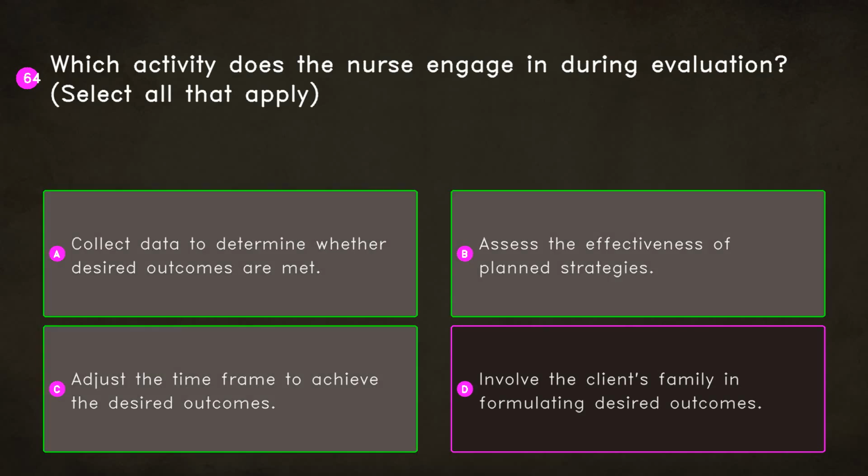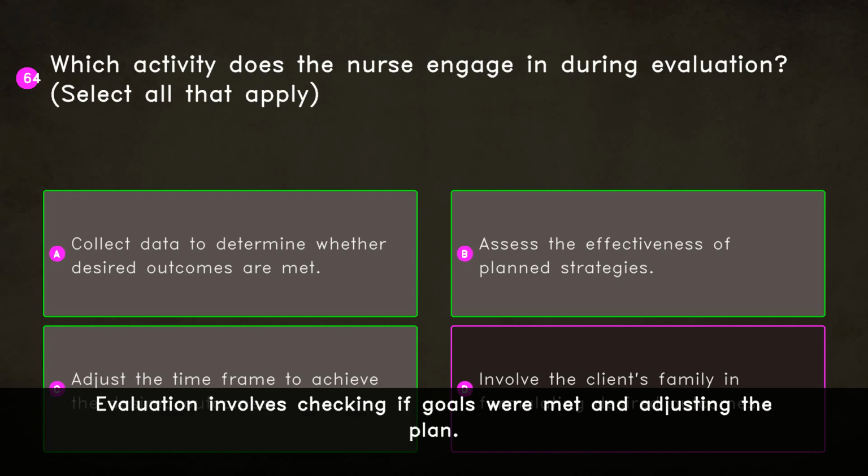The correct answer is collect data to determine whether desired outcomes are met, and assess the effectiveness of planned strategies, and adjust the time frame to achieve the desired outcomes. Evaluation involves checking if goals were met and adjusting the plan.